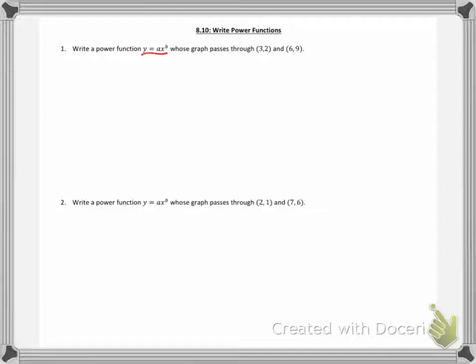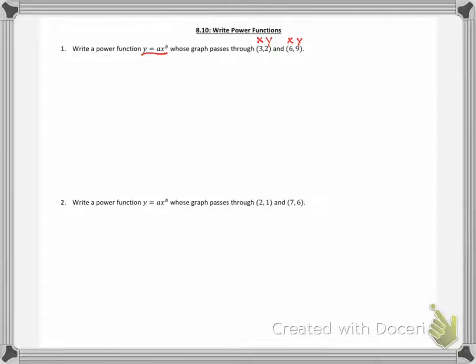All right, let's get into how to solve this here. We're going to write a function y equals a times x to the b power. The graph passes through the points (3, 2) and (6, 9). So we've got an x and y, and we're going to end up using both points here as we try to write this function. I'm going to go ahead and use the first point, (3, 2).